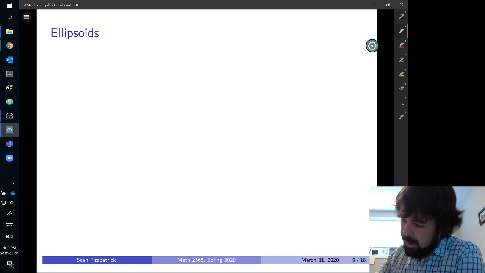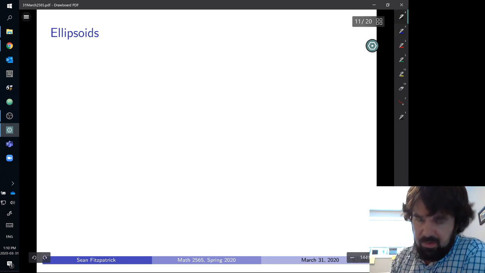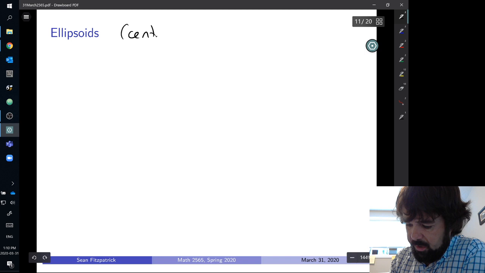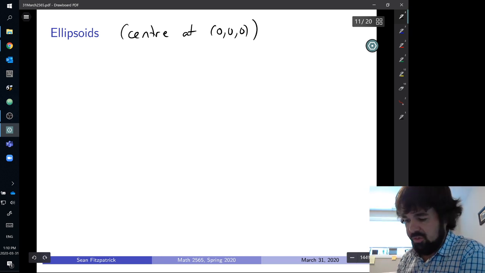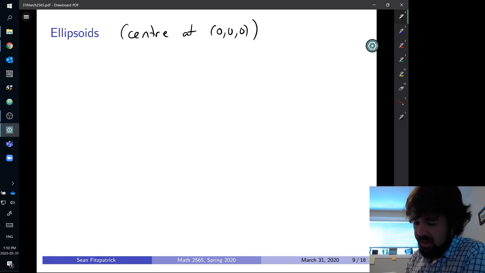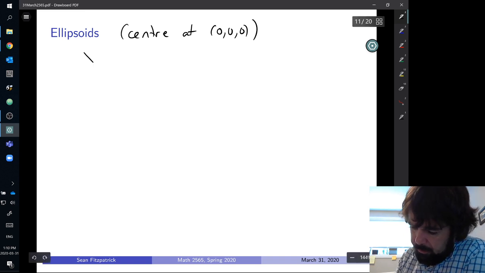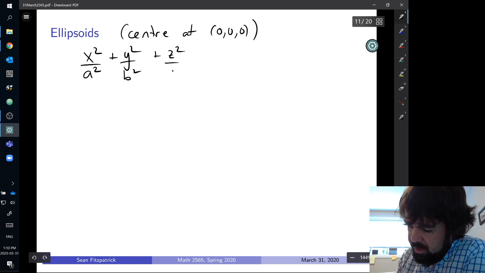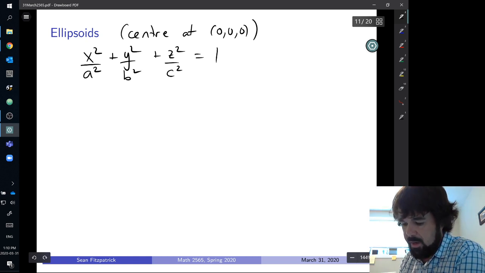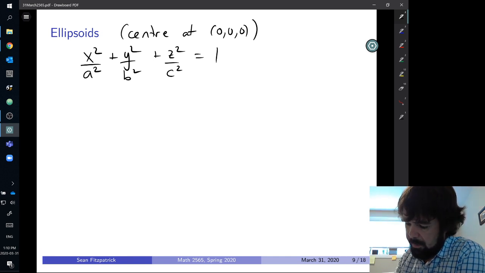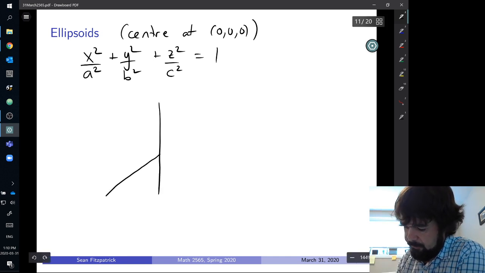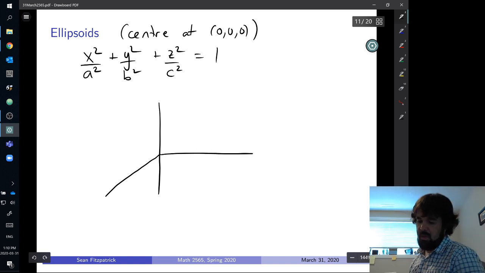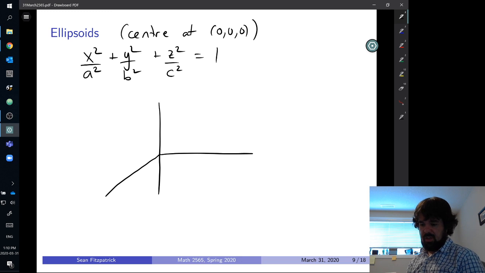Okay. So, ellipsoids. What does an ellipsoid look like? I'm going to do all these with the center at the origin, just for simplicity. You can always shift these things, just like you do in two dimensions. An ellipsoid looks something like this: x squared over a squared plus y squared over b squared plus z squared over c squared equals 1. It's a variation on the theme of a sphere. So what do we get if we try to draw an ellipsoid?